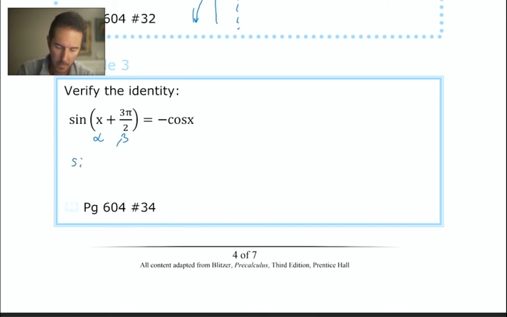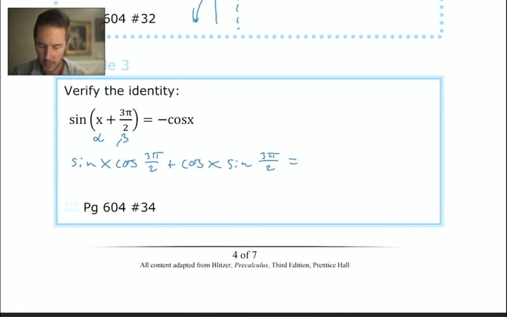And it is the sine of our alpha value times the cosine of beta plus, I think they wrote it as, the cosine of alpha times the sine of beta. And we're hoping that that's equal to the negative cosine of x. The sine of x is the sine of x. There's no more simplifying we can do there.